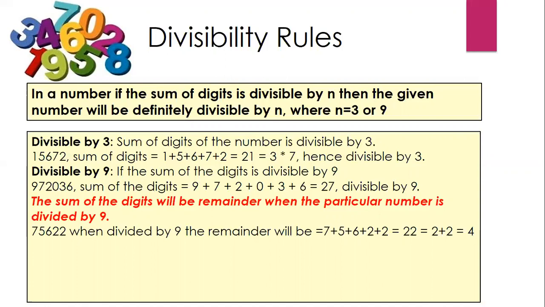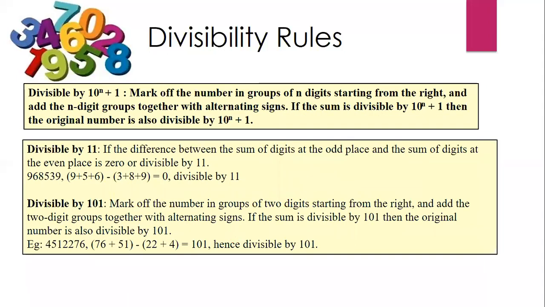For example, 75622 when divided by 9, what is the remainder? We don't need to divide the whole number by 9. Just find the sum, which is 7 plus 5 plus 6 plus 2 plus 2. We get 22, which is 2 plus 2, 4. So our remainder will be 4. So for 3 and 9, it is the sum of the digits. If it is divisible by 3, then the whole number will be divisible by 3. Same way, if the sum of the digits is divisible by 9, then the whole number will be divisible by 9.